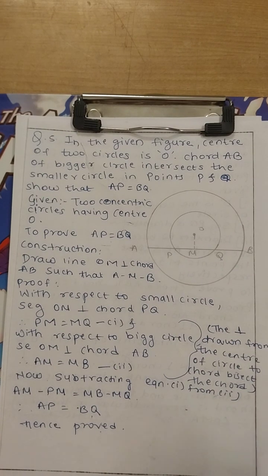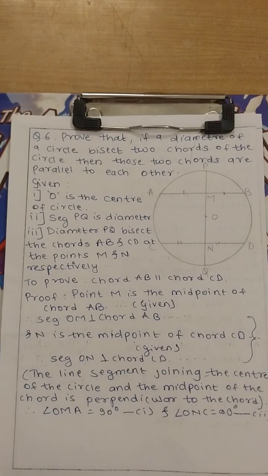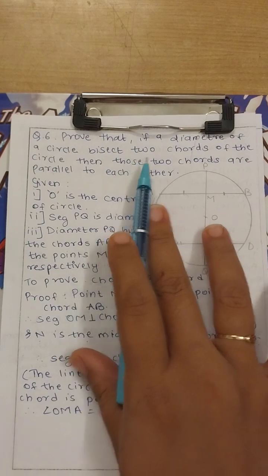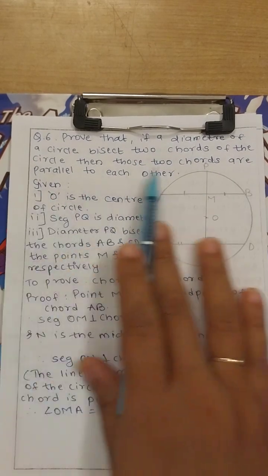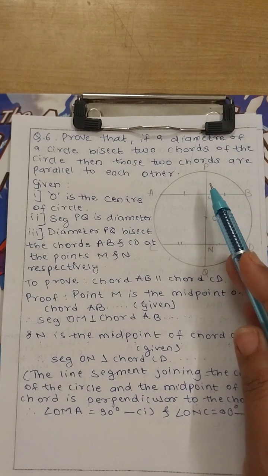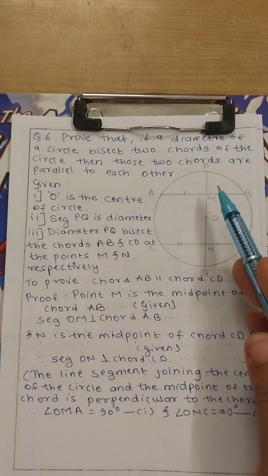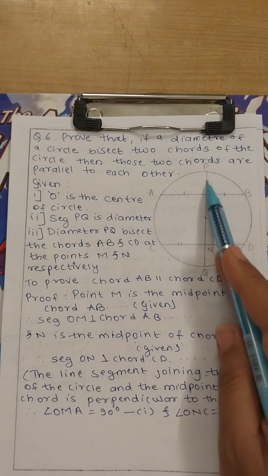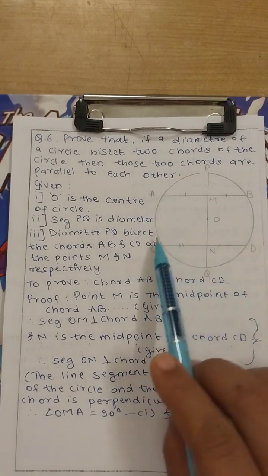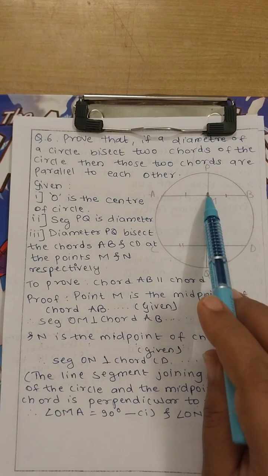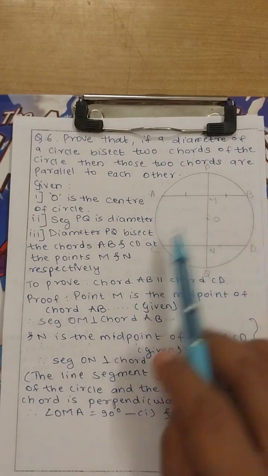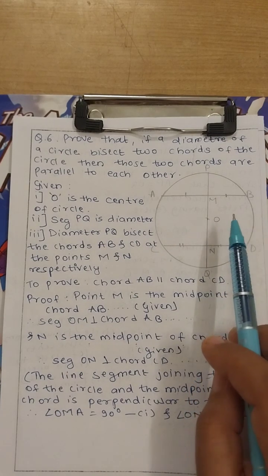Okay. Next, sixth example. Prove that if the diameter of a circle bisects two chords of the circle, then those two chords are parallel to each other. See, nothing is given. They have just told us to prove that if a diameter of a circle bisects two chords, then these two chords are parallel. This is what we have to prove.